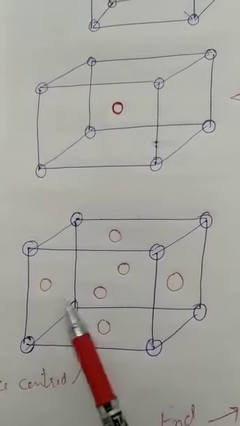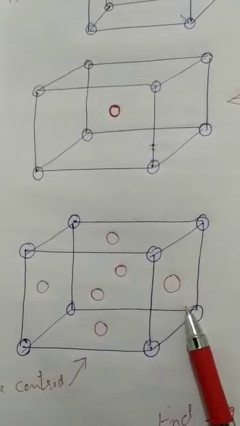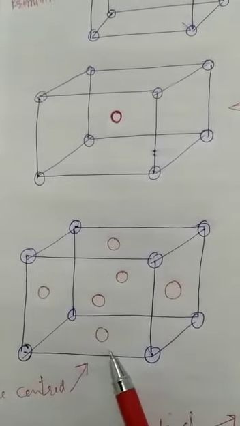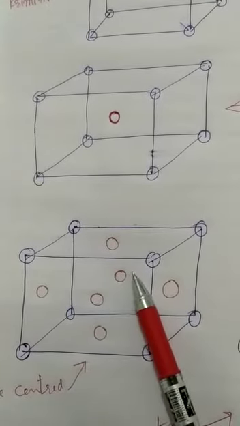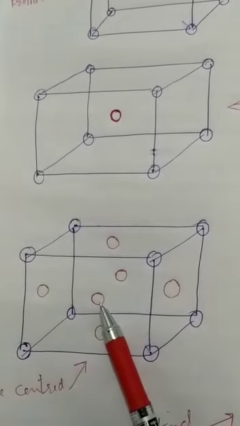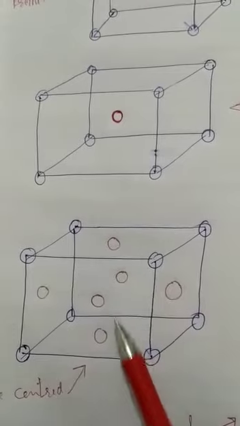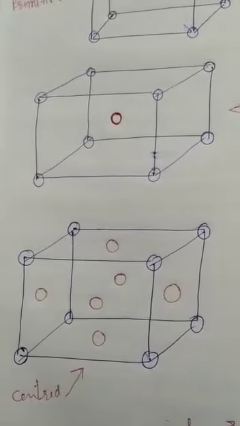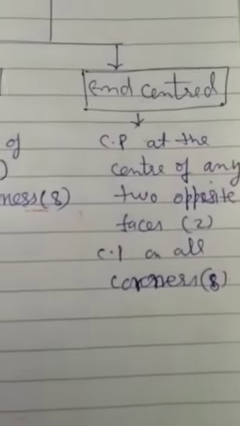See this face, left face, right face. This is front face, this is back face. This one is top face and this is bottom face. So total 6 faces: 1, 2, 3, 4, 5 and 6. Now next is end centered. End centered unit cell.